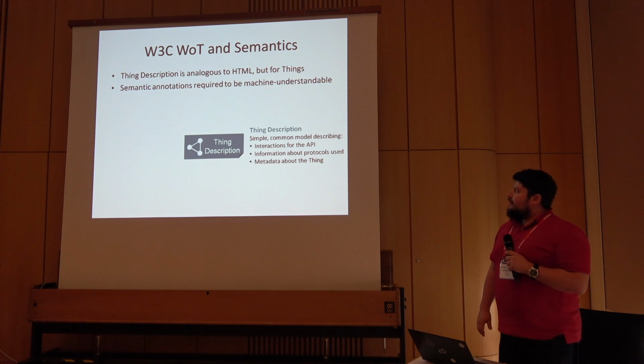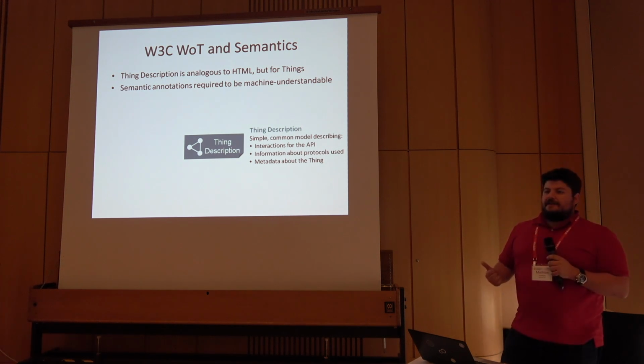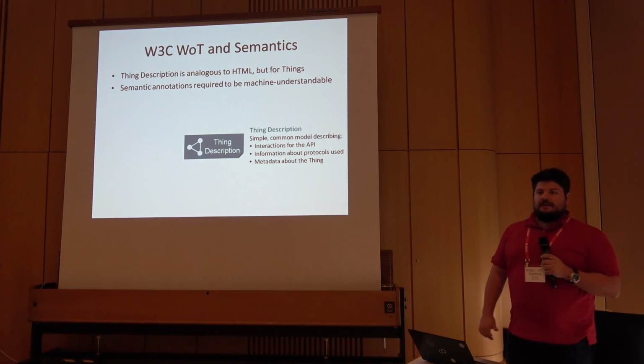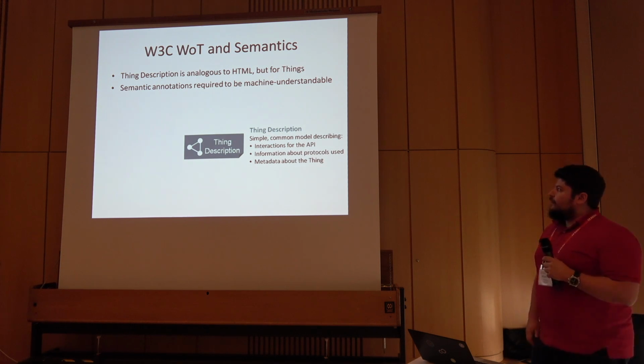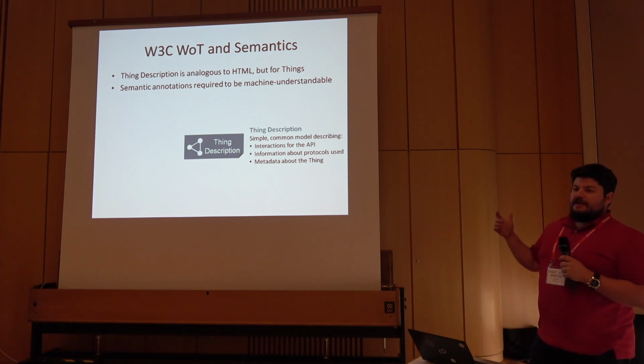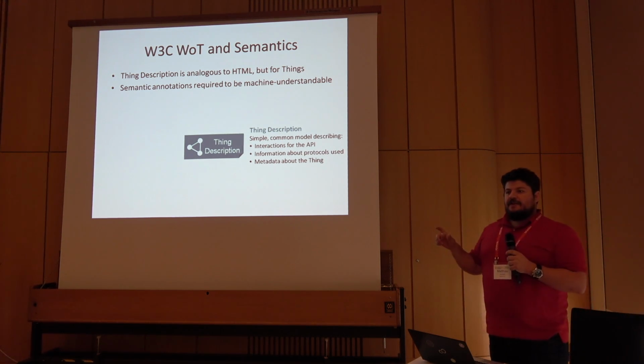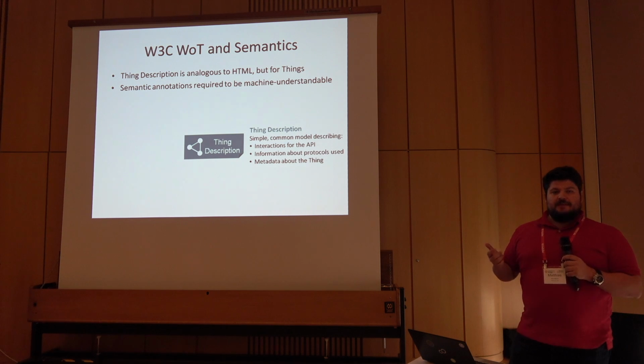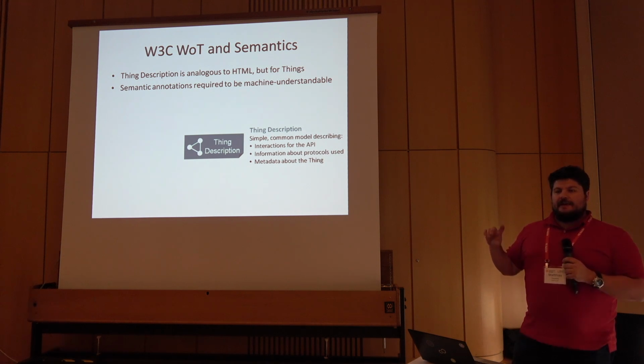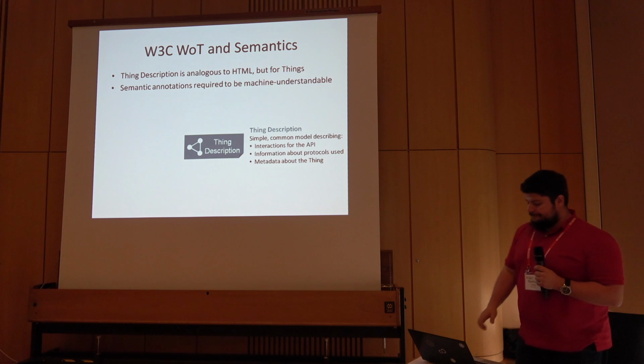And a key point is that we want to enable semantics for semantic interoperability in the Web of Things. So you can see the thing description analogous to HTML, but for things. So we need some semantic annotations so that it really becomes machine understandable, so that, for instance, the machine knows which link to follow. So the human can read and then knows where to click, and there we need some special vocabularies so that machines can do the similar thing.